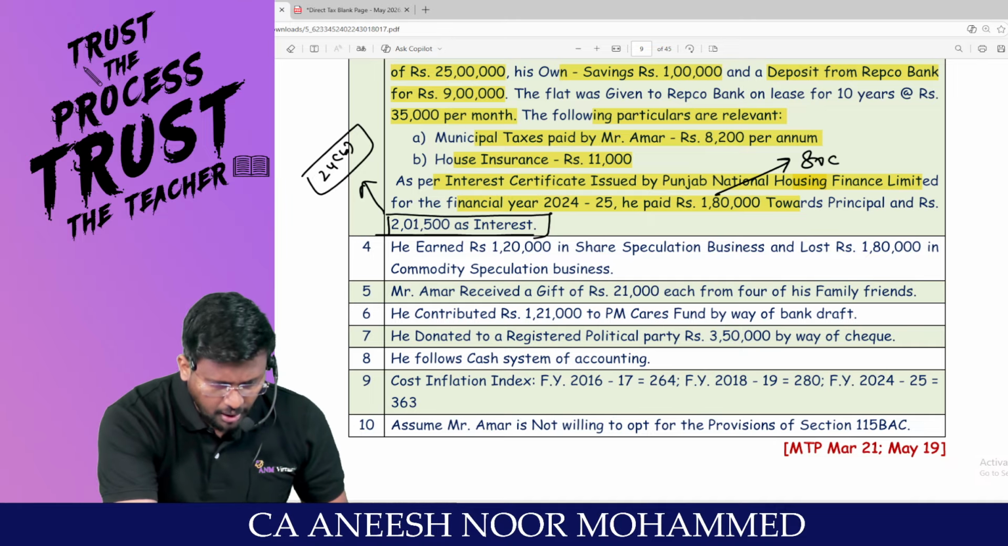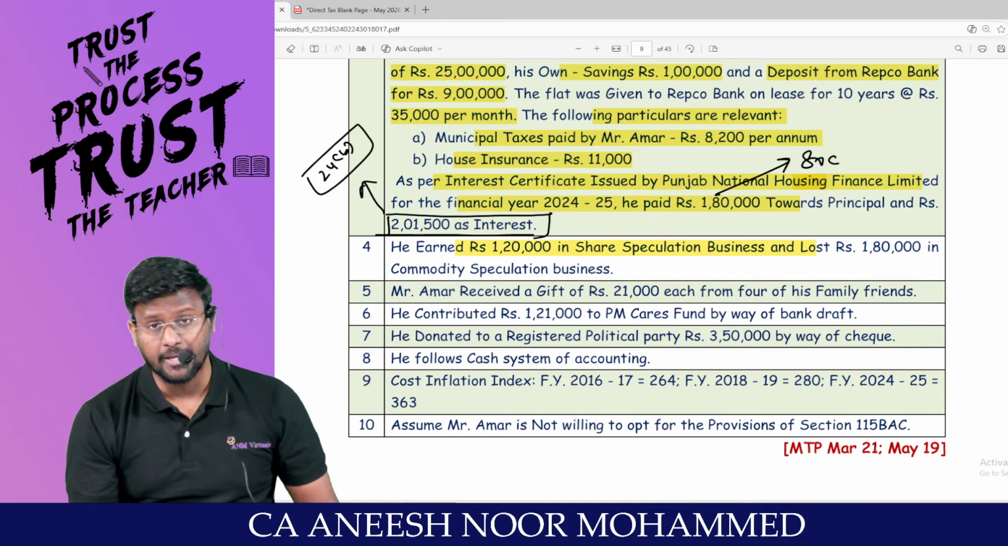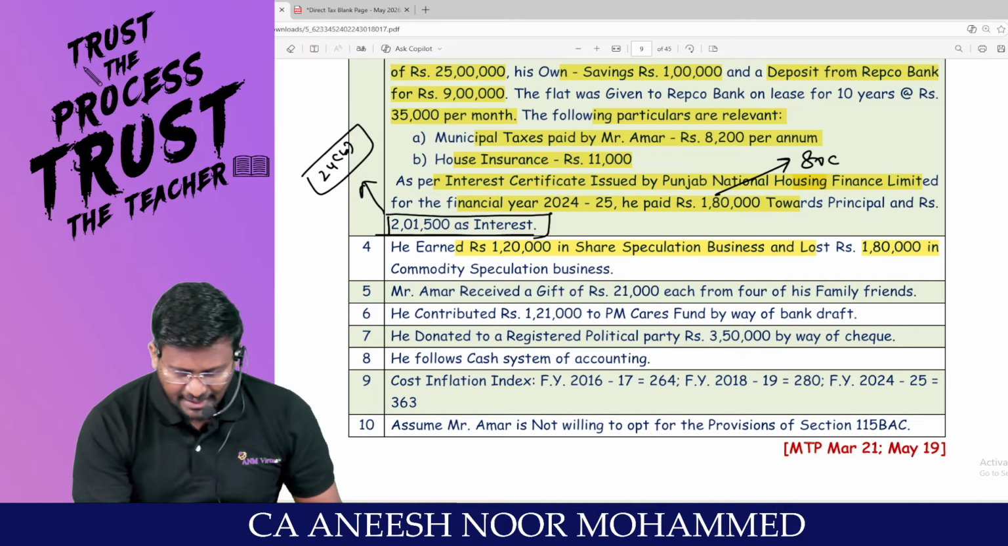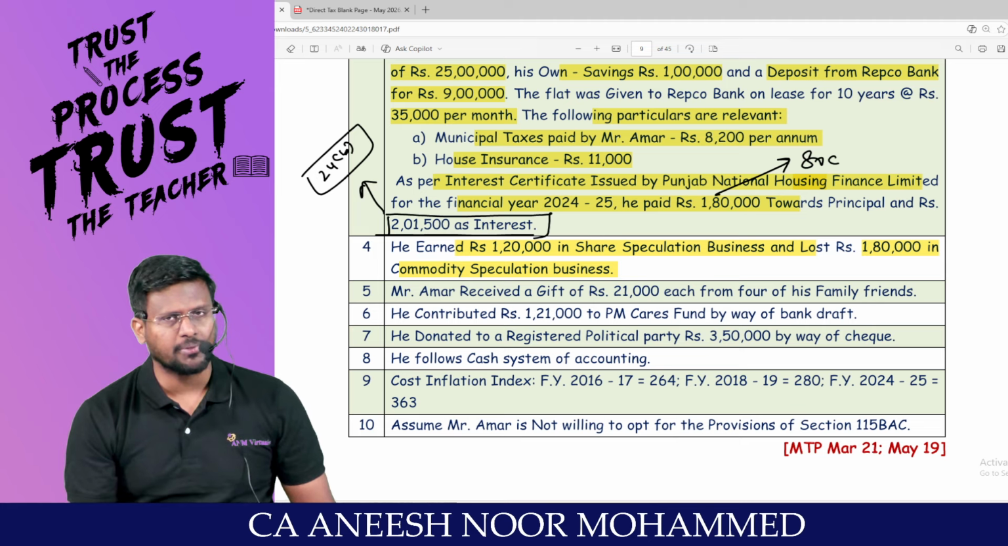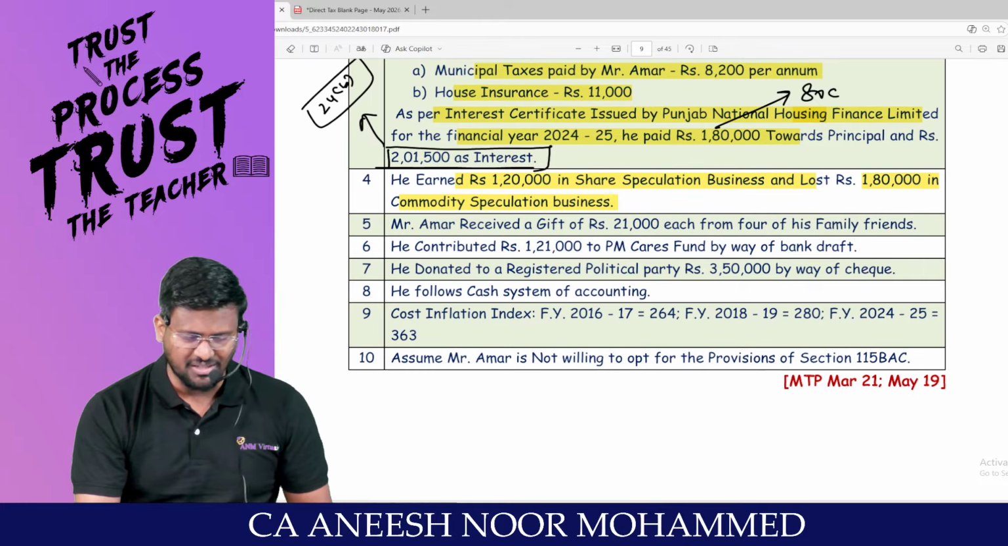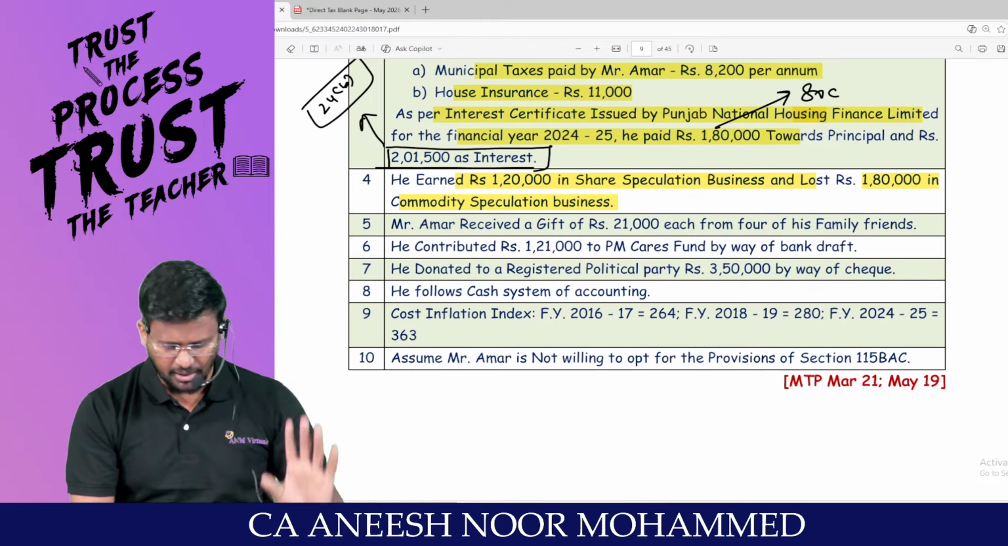He earned 1,20,000 in share speculation business and lost 1,80,000 in commodity speculation business. Speculation business loss can be set off only against speculation business income. One PGBP adjustment has been given.